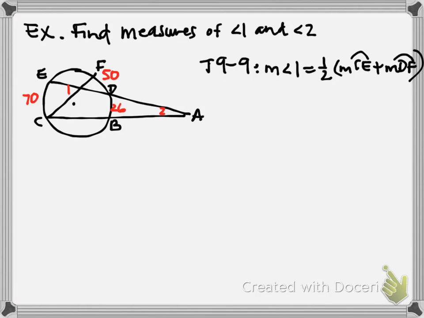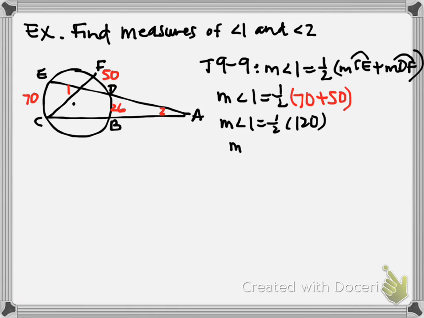Okay. So we plug in what we know. We have measure of angle 1 is equal to 1/2, and then inside the parentheses we actually have the values. So we have a 70 plus a 50. So that gives us the measure of angle 1 is equal to 1/2 of 120, and we get the measure of angle 1 equals 60 degrees.